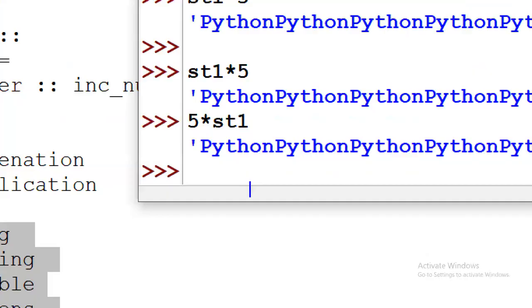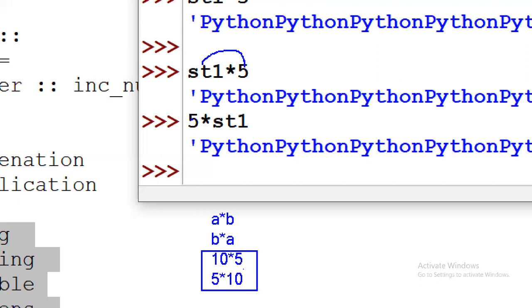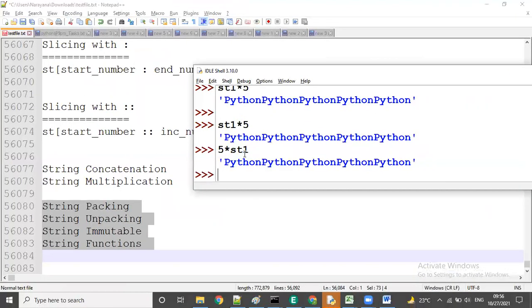Simple thing, guys. A into B is same as B into A. Is it right or wrong? Nothing but 10 into 5 or 5 into 10. So that's why you can take st1 into 5 or 5 into st1, also possible. There's no problem. Both are the same.